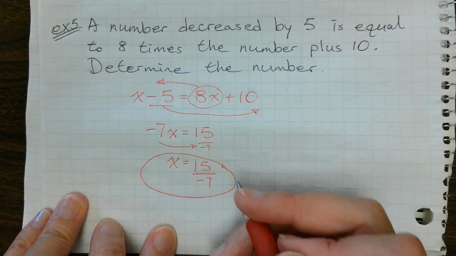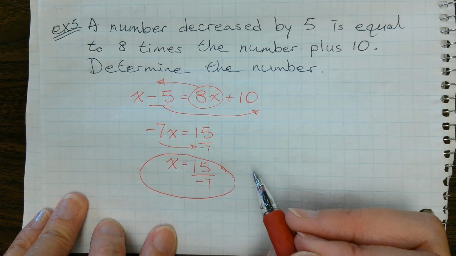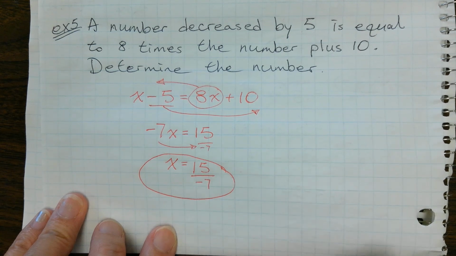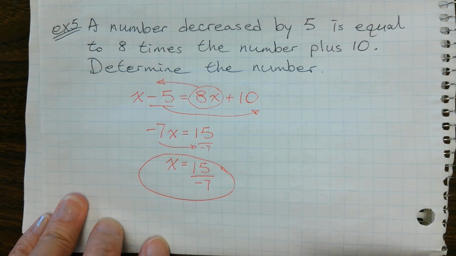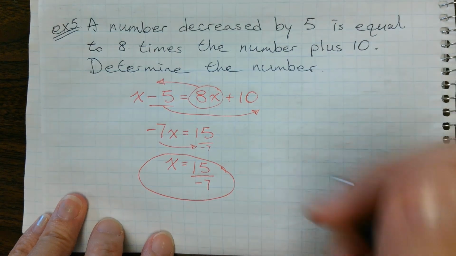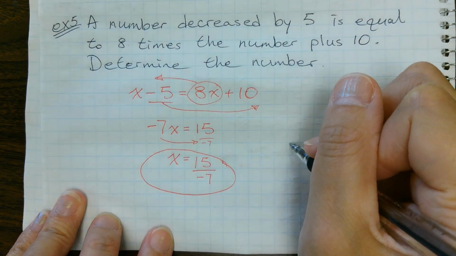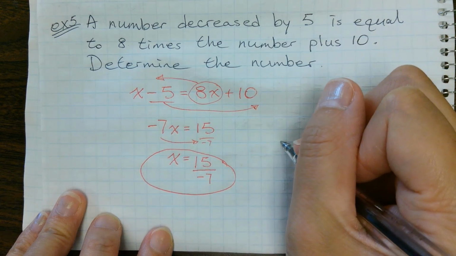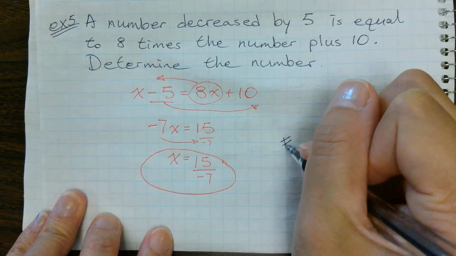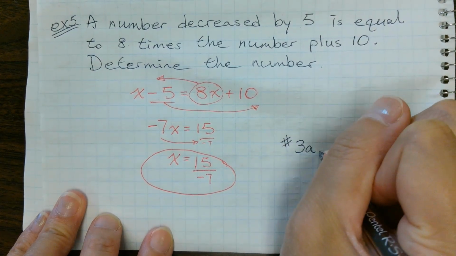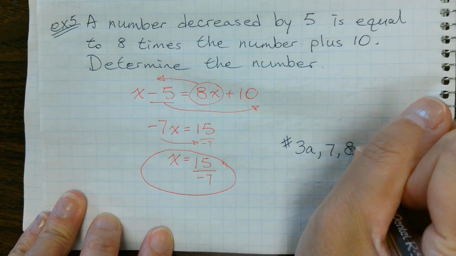Okay. Remember, you can write it as 15 over negative 7 or negative 15 over 7 or negative on the side and then 15 over 7. All mean the same thing. Okay, so that's your lesson. You can see the similarity with the lesson that we did earlier. Only difference now is you have variables on both sides. But once you collect the variables, it's all the same.